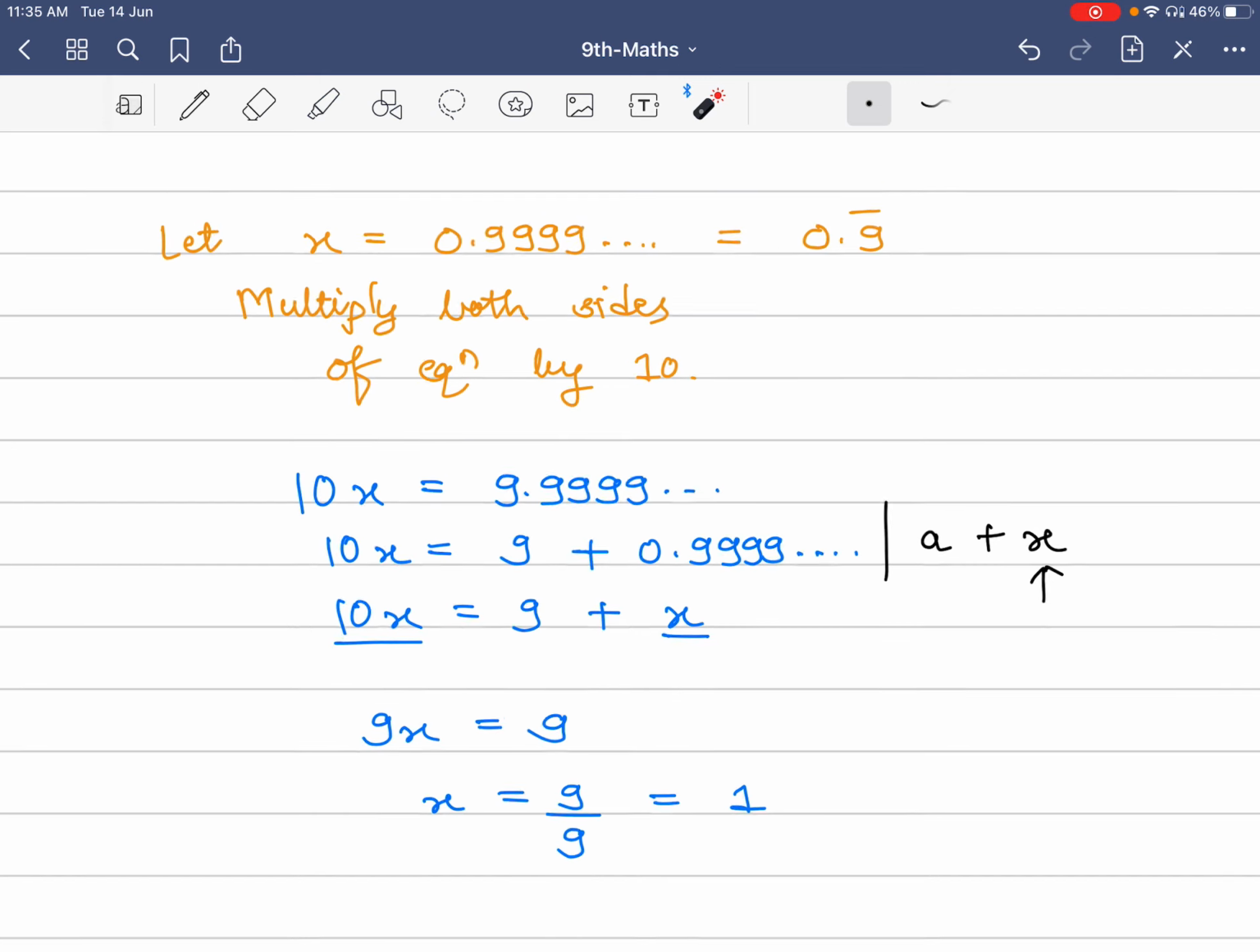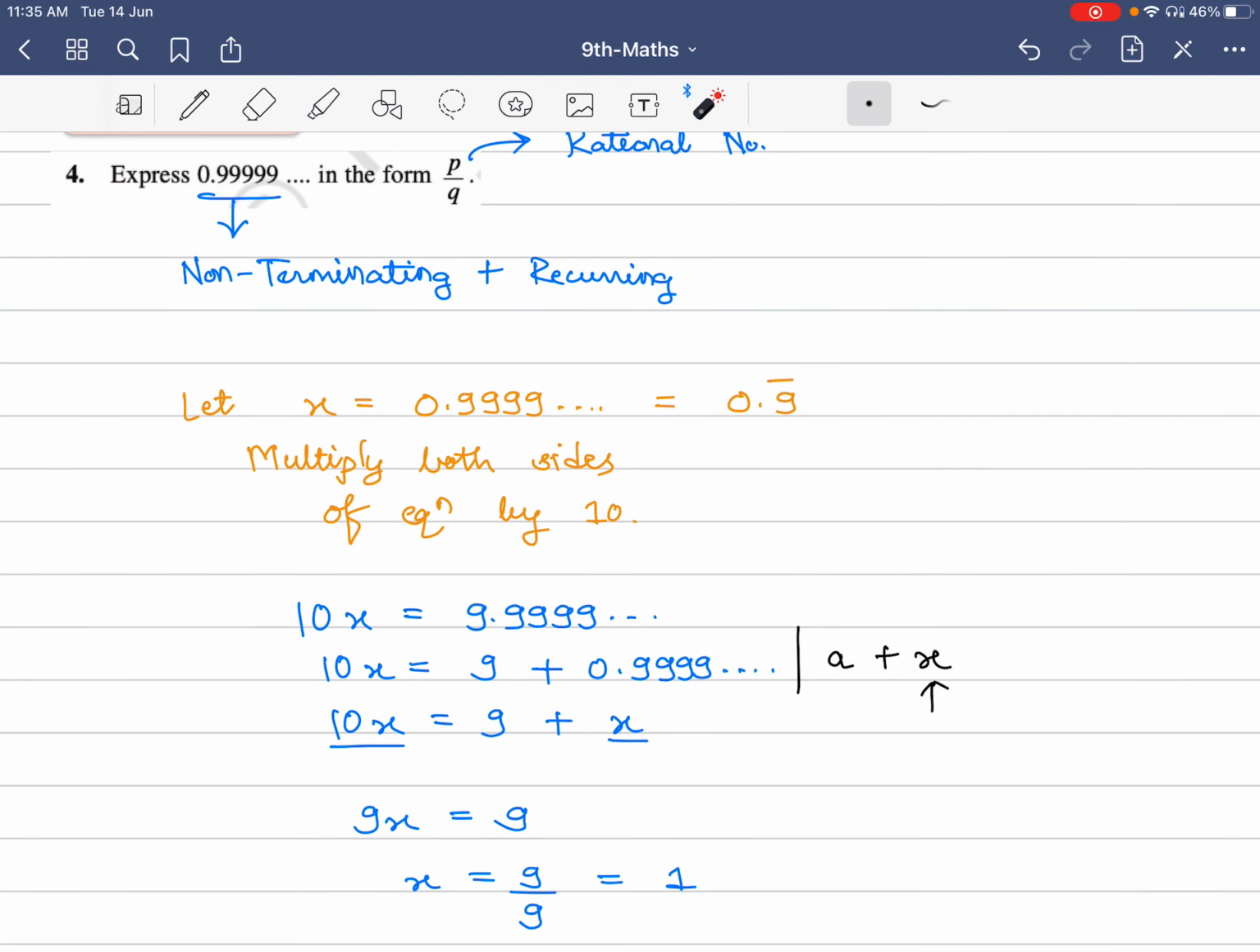So we observe that 1 is a valid natural number or a whole number, and this is 0.99999, which is actually a number very close to 1. So in the form of a rational number, it becomes 1, or you can just say 1 by 1 rather.